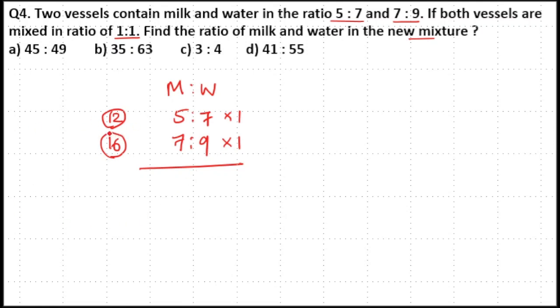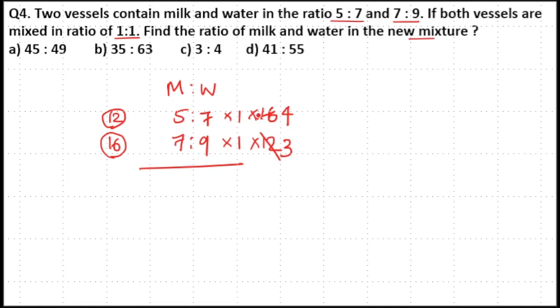Here, parts are not equal. So we cannot add it. So to make the parts equal, multiply 12 with 7:9 and 16 with 5:7. So when you cancel it with 4, 4 into 3 is 12, 4 into 4 is 16.